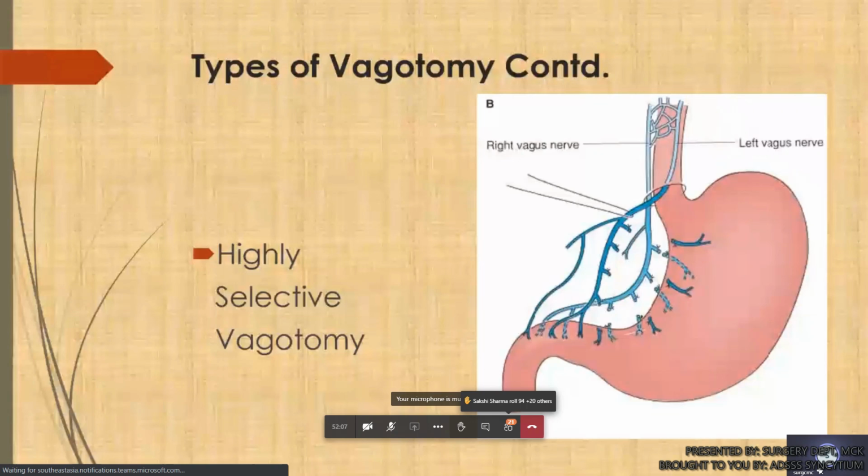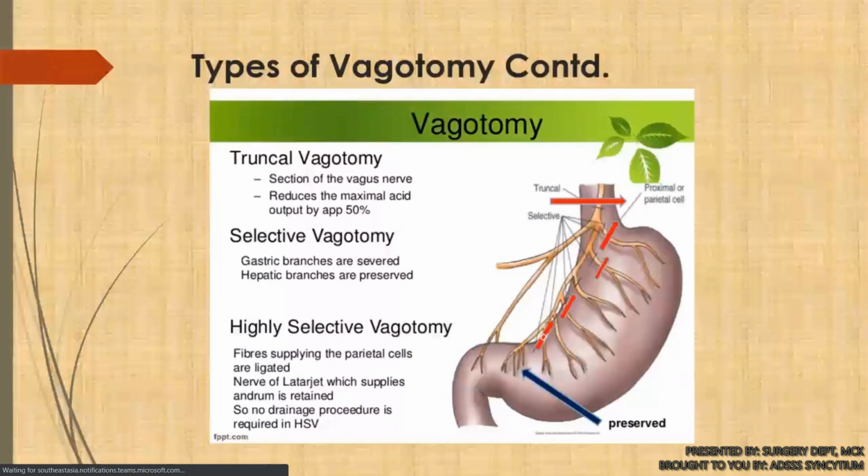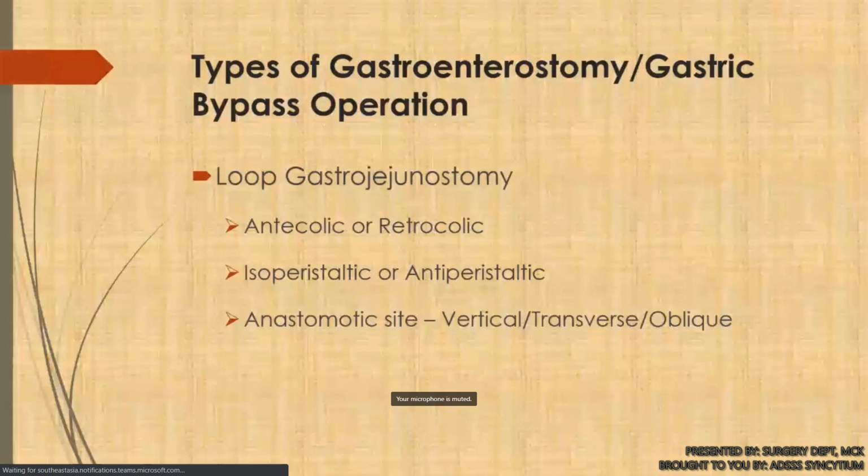The advantage of this condition is you need not do a bypass operation. Gastrojejunostomy is not needed in this type of vagotomy. So either truncal vagotomy or highly selective vagotomy is advocated nowadays. Bypass: types of gastroenterostomy or gastric bypass operations.